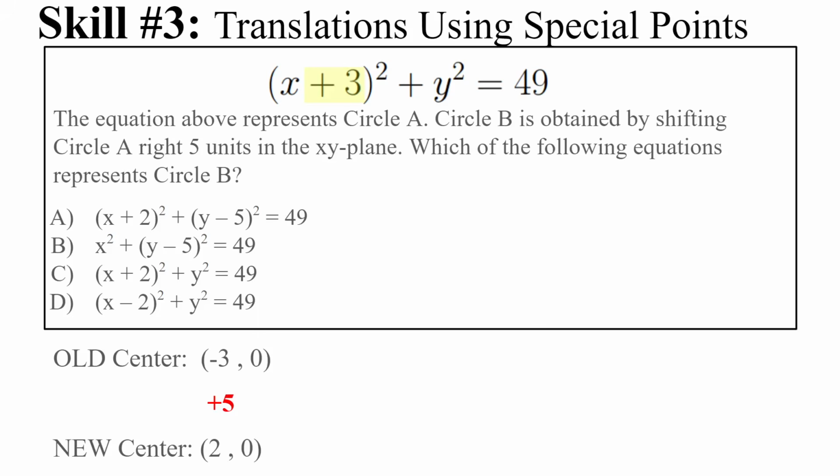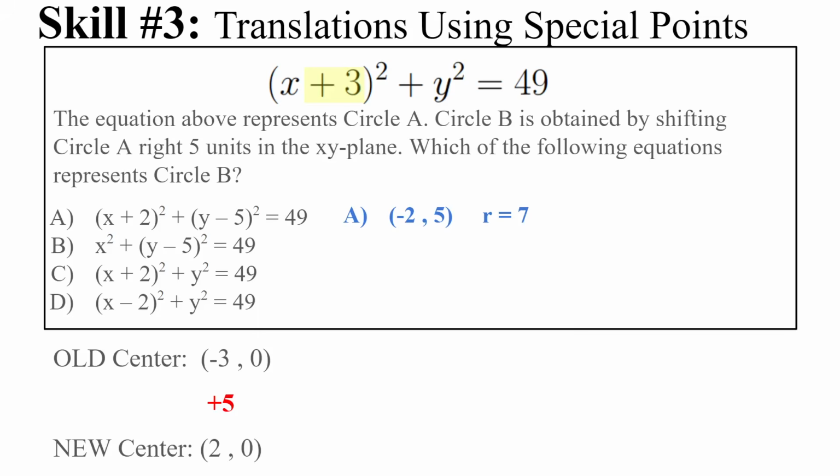So now we're just going to go through and see which one of these has a center of 2, 0. It seems like they all have a radius of 7, so that's not something we need to worry about. Well, the first one, we changed the sign. It's 2 and -5, and we changed the sign of both of those. So it's -2, 5. So that's not right.